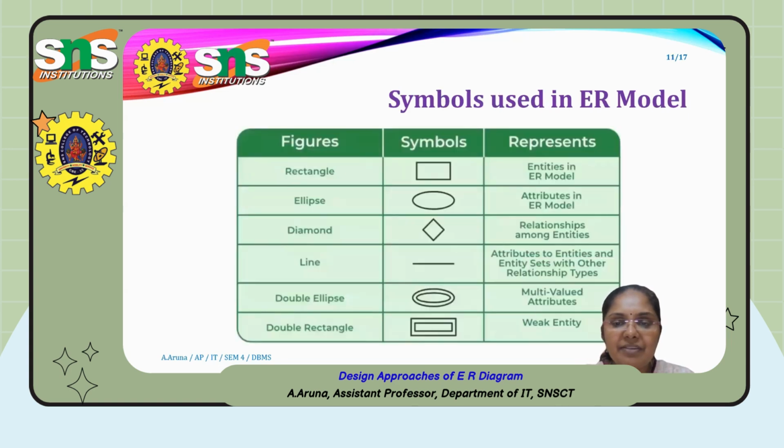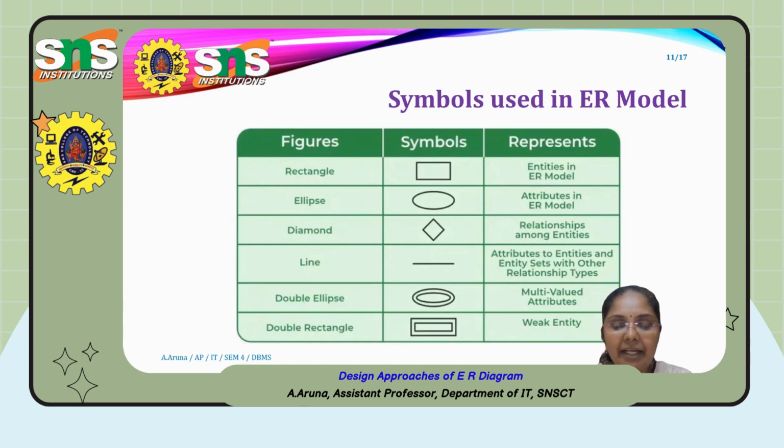The second thing is what types of symbols we use in an ER diagram. For representing an entity, we use a rectangle shape. For an attribute, we use an ellipse, that is an oval shape. To mention a relationship, we use a diamond shape or rhombus. For connecting entities with attributes, or entities with relationships, we use a line. We don't put any directional arrow mark; only a bidirectional line is required.